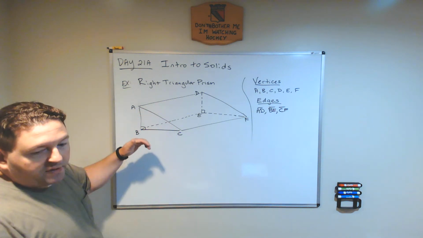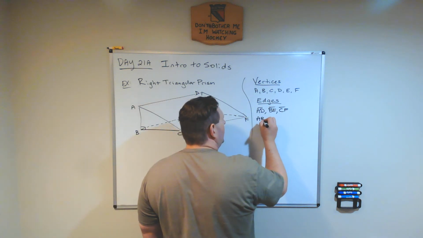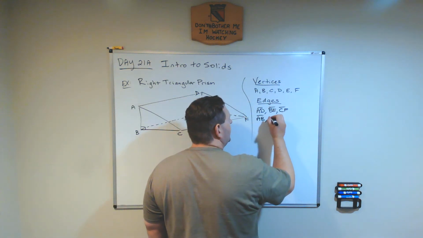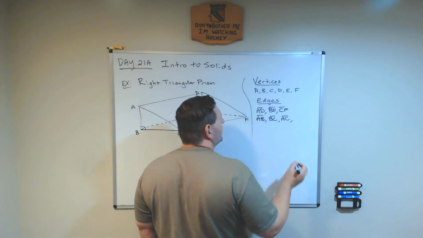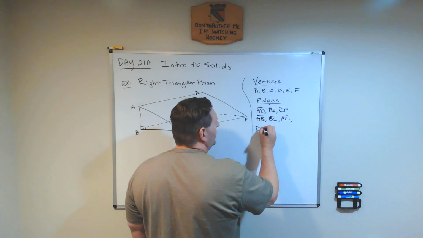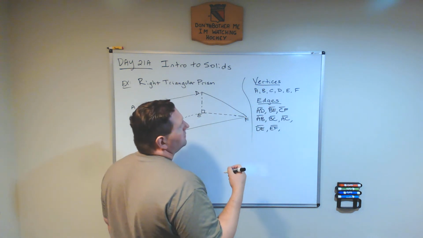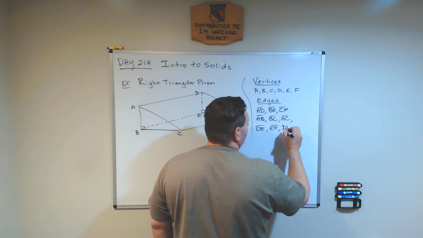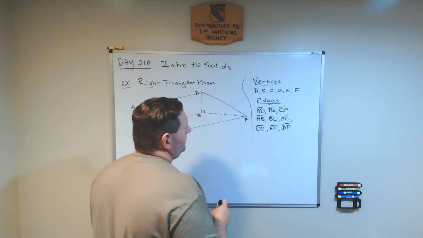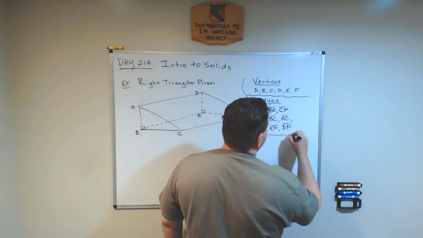And now I'm going to give all the edges of each triangle. So AB, BC, AC, and then DE, EF, and then DF. Okay, so kind of coming up with the list here of different characteristics.